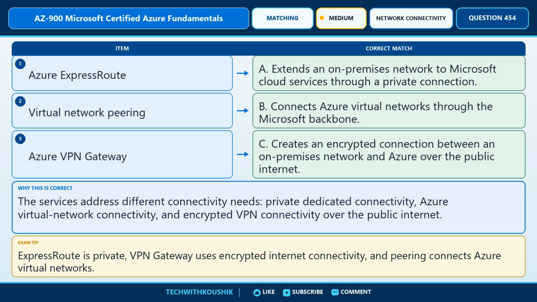Let's look at the reasoning. The services address different connectivity needs: private dedicated connectivity, Azure Virtual Network connectivity, and encrypted VPN connectivity over the public internet. ExpressRoute is private, VPN Gateway uses encrypted internet connectivity, and peering connects Azure Virtual Networks.